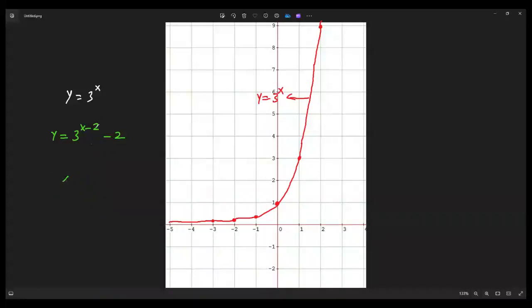So in the given function, 2 is subtracted from x. So this is a horizontal translation of 2 units to the right. That is, we have to shift the graph of the basic function 2 units to the right. Okay, apart from that, we have one more minus 2. That is, 2 is subtracted from this complete expression. So this minus 2 says vertical translation of 2 units down.